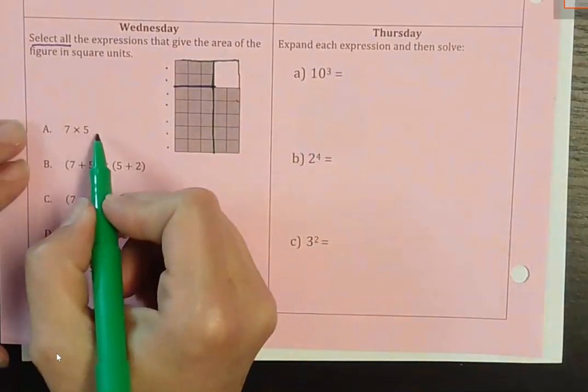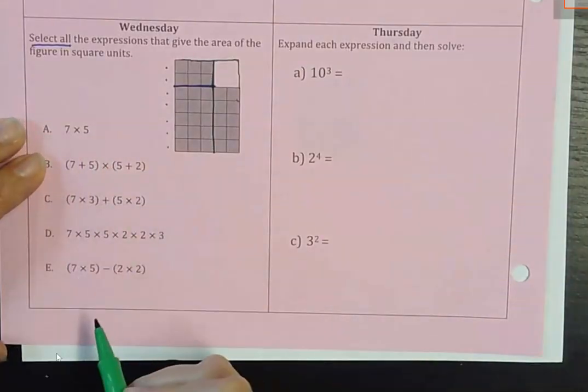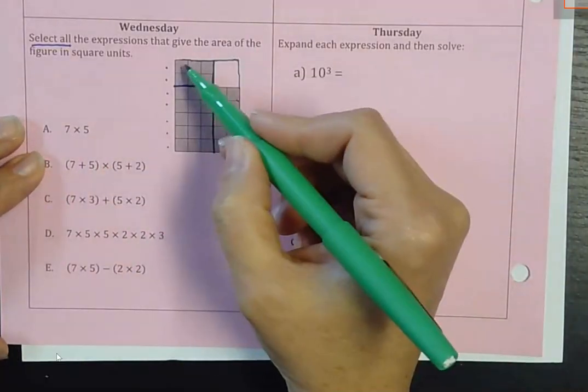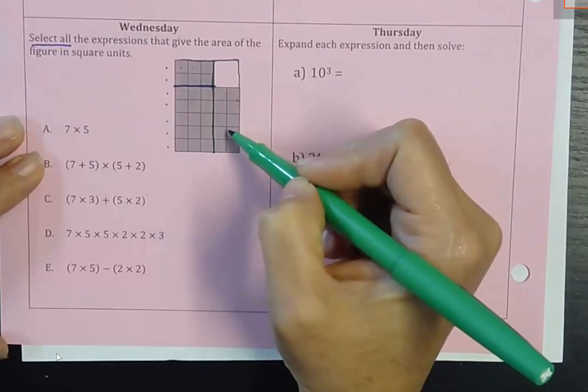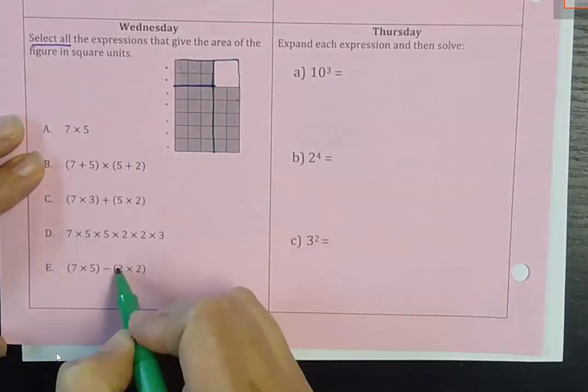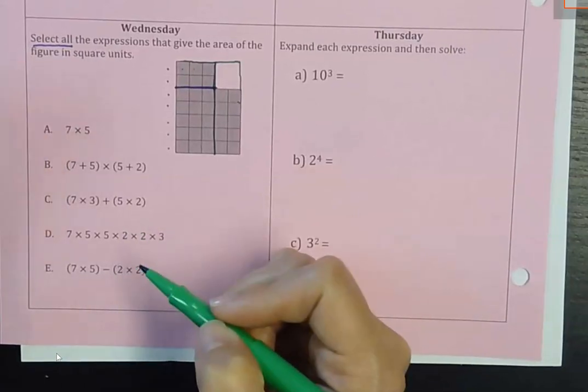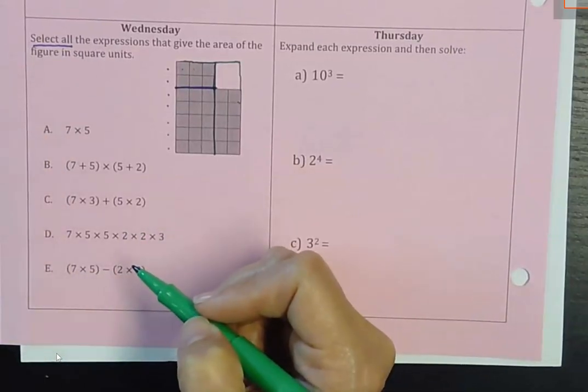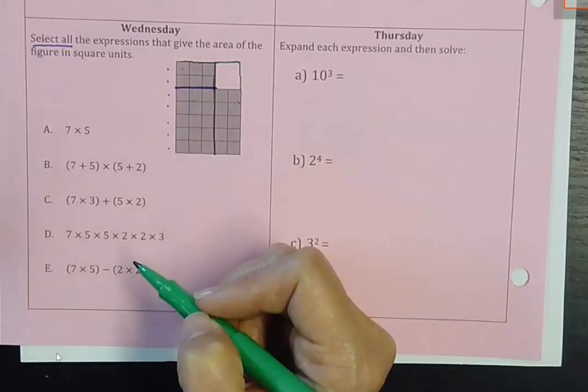Another option is to just figure out what each of these equals. Find the area of this shape. You could count them 1, 2, 3, and just keep counting them all up. Find out what each of these equals, and if they equal the same thing, then that expression would work, right? But I want you to kind of think through it on your own.